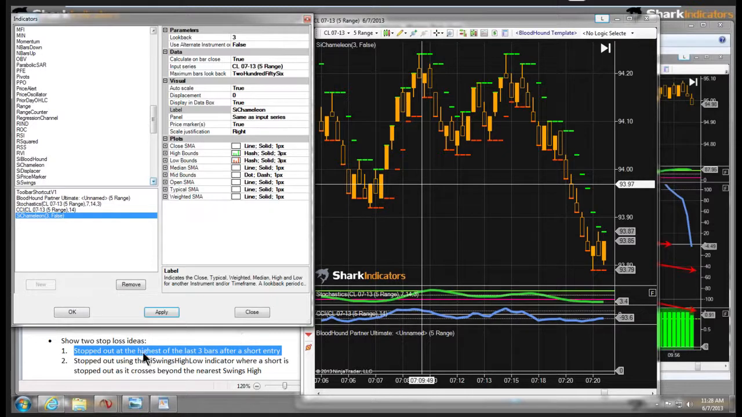So we can use Chameleon to check to see if price breaks the high of the last 3 bars. Right here is a good example. Actually, no. I'll look for an example for the short entry here. Let me find it. This might be easier to find if I set this maybe to 4.